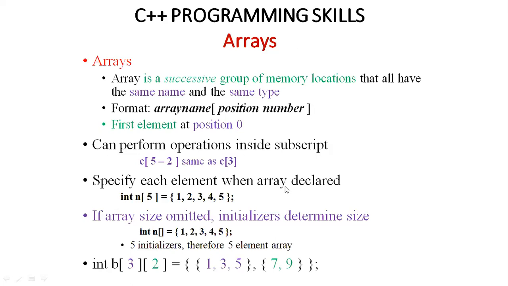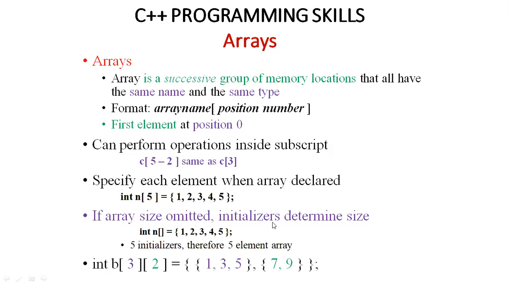Specify each element when the array is declared. So look at here. We put here n. This is the array name, n. These are the position numbers. How many elements are in the array? The size of the array is here. So 1, 2, 3, 4, 5. There are 5, so that's why we put 5 here. And then it is the integer type. Okay, usually we declare an array like this.